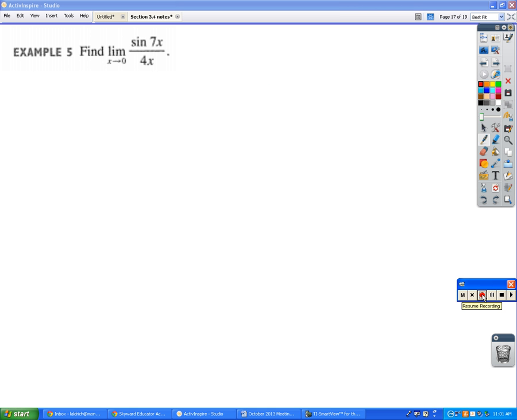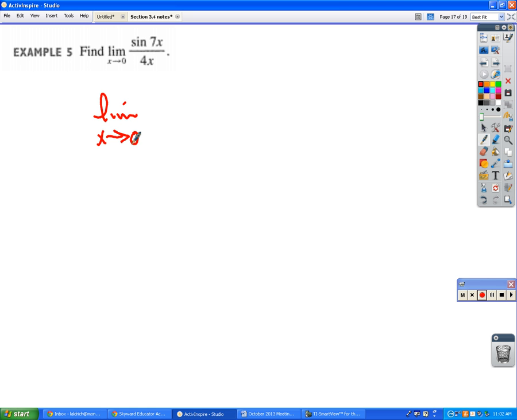Okay, so let's do one. Let's find the limit as x approaches 0 of the sine of 7x over 4x. Why, are we back on limits? Limits will never go away.